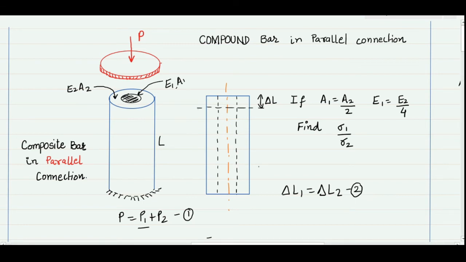So this deformation equation we can modify as the load in the first, P1, times the length of the bar, divided by the cross section area of the first and the elastic constant, A1E1, and that is going to be balanced by P2L by A2E2. When I rearrange this term, I will be able to get a ratio P1 by P2, considering A1 by A2 is equal to 1 by 2 and E1 by E2 is equal to 1 by 4.